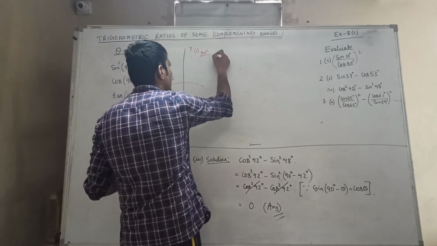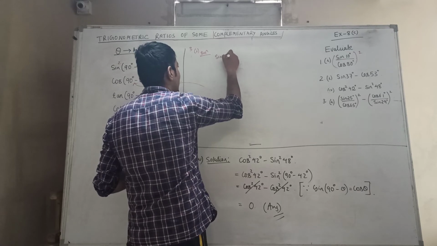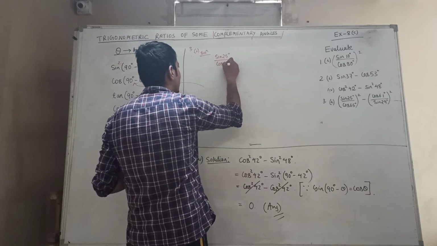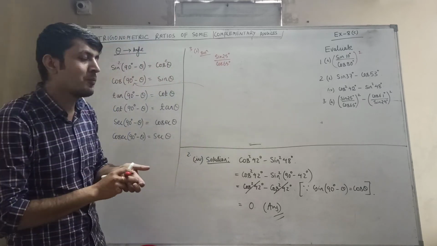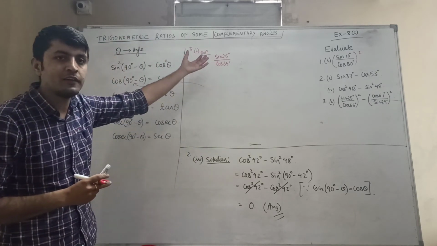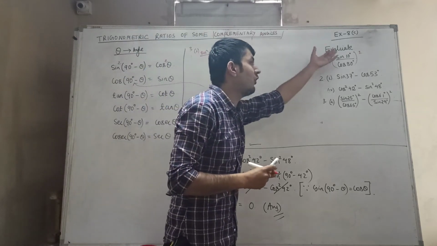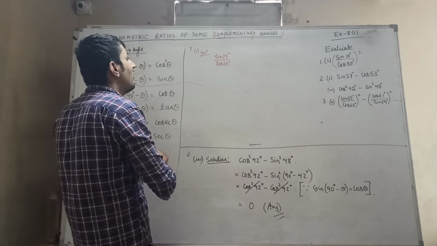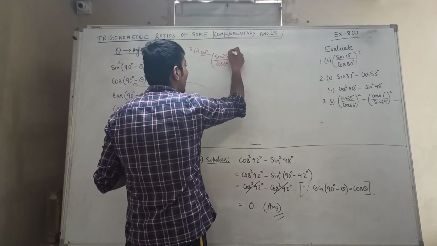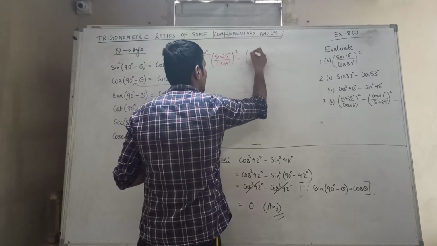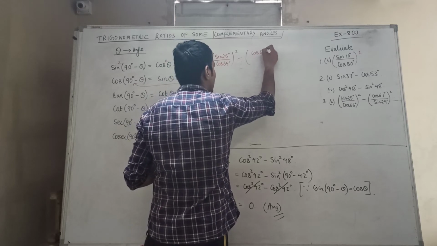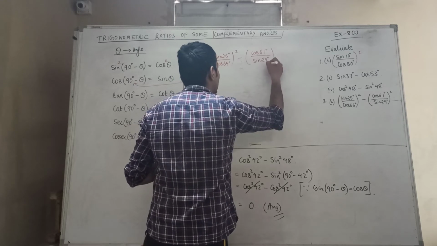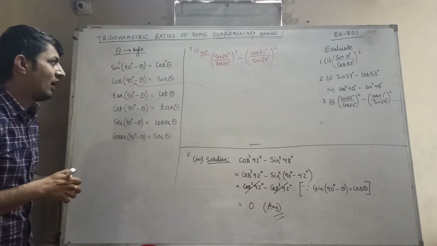So what is given? Sine 25 degree divided by cos 65 degree. If only this much is given, you know how to do it, exactly like your question number 1. This whole thing is squared, minus cos 61 degree divided by sine of 29 degree, whole thing squared. So let's see how to solve.